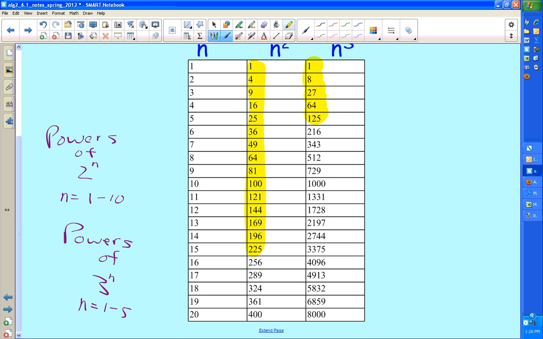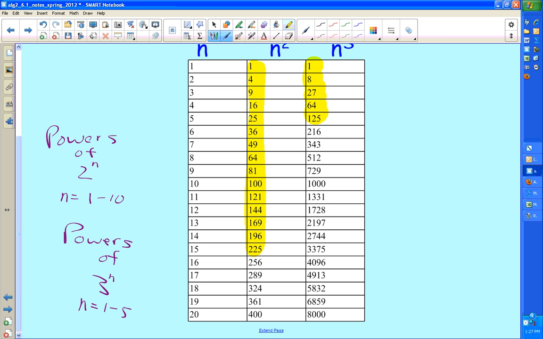2 to the first is 2. 2 to the second is 4. 2 to the third is 8. 2 to the fourth is 16. 2 to the fifth is 32. Most of you know those. Not just can generate them, but you know those powers. Add to it 2 to the 6th, 2 to the 7th, 2 to the 8th, 2 to the 9th. And the powers of 3, 1 through 5, good to know.